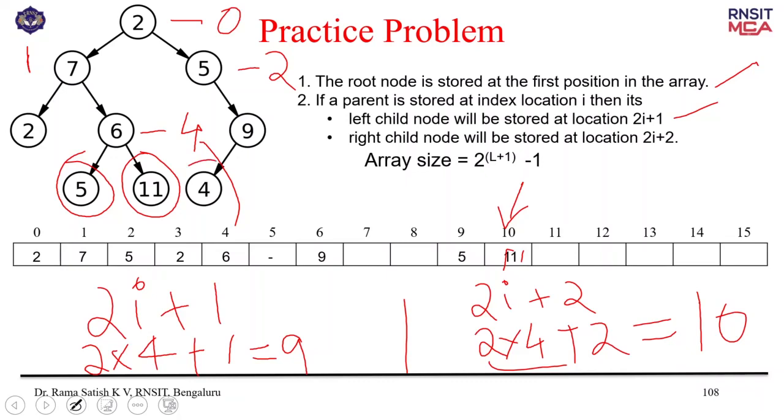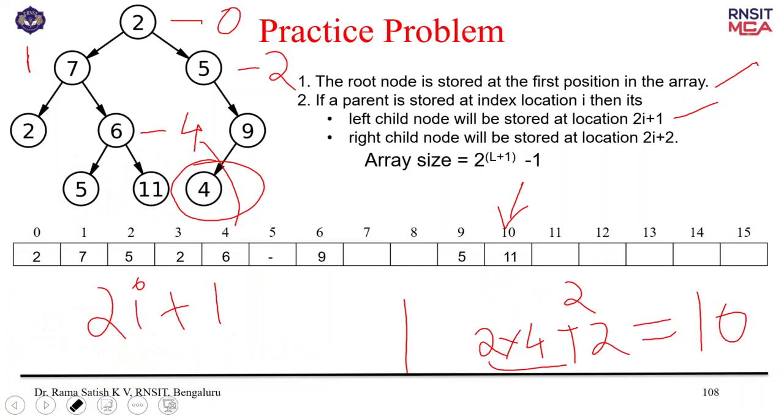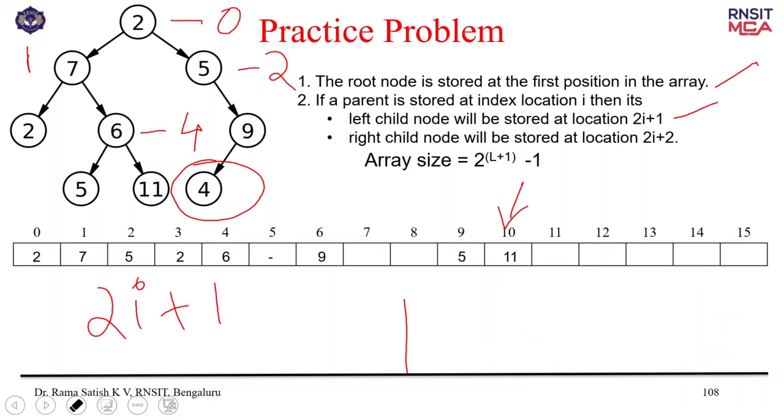The last element left is 4. Before that, I'll just clear some positions. This 4 is the left element, and if you want to store the left element, you have to apply the formula 2i plus 1.